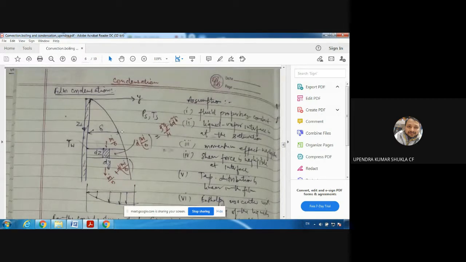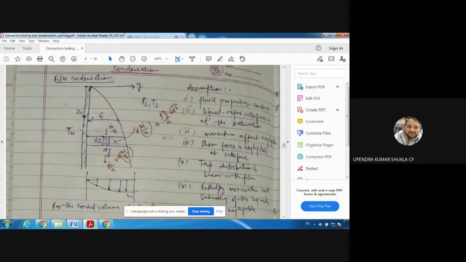So at a given pressure you can fix its saturation temperature. Now vapor must have some saturation temperature corresponding to its pressure. Let's say its pressure is PS, the saturation pressure, and the saturation temperature is TS. Now this solid surface has the temperature TW, the wall temperature. So this has the temperature TW. Now vapor will condense over this surface, since this surface has a lower temperature than the vapor.